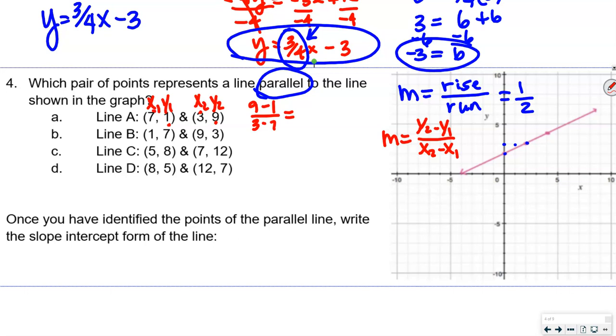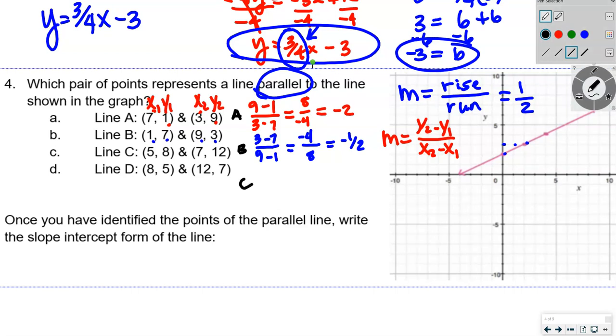So that means my slope here for line A is 9 minus 1, which is 8, over 3 minus 7, which is negative 4. 8 divided by negative 4 is negative 2. So that's not equal to 1/2. So we know that one's not parallel. Just keep working. So now we're going to go 3 minus 7 over 9 minus 1. So that's going to be negative 4 over 8. That reduces to negative 1/2. That is also not 1/2, okay? So now we're going to do our next one. So this was A, this is B. I'm going to do C next.